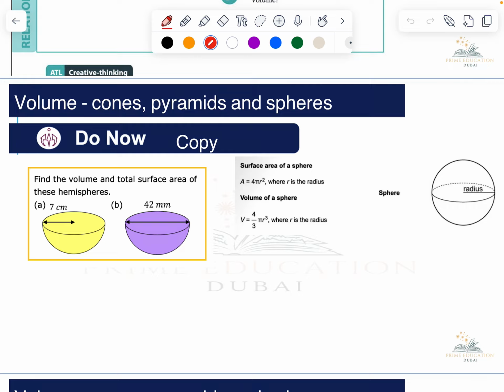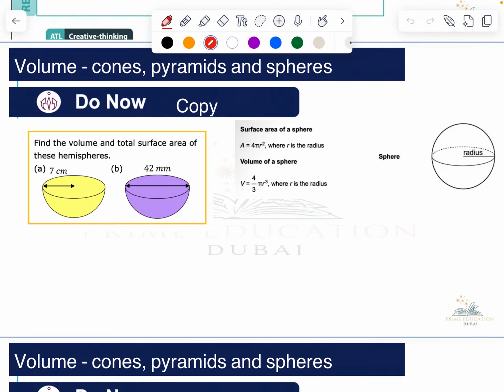What we're going to do today is basically just do some more challenging questions based on cones, pyramids and spheres. Today's task is going to be on Google Classroom, a little bit of a change. I think it might be a little bit easier if you just write it on paper, show all your steps and then just upload a screenshot so I can see that you've done that. So this is your do now task.